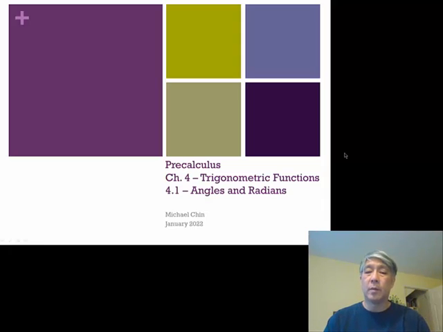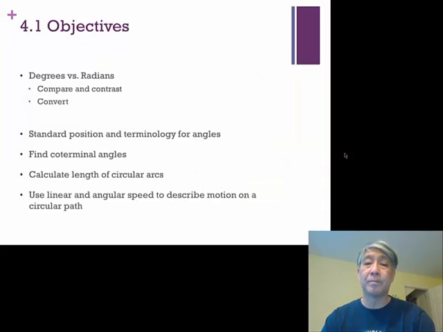This lesson is going to be about angles and radians. This is the start of Chapter 4, or Chapter 4.1. So today we're going to talk about degrees versus radians. What's the difference between them, and how do we convert between the two of them?